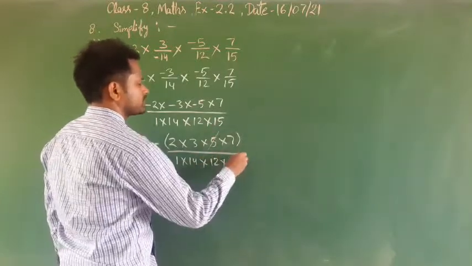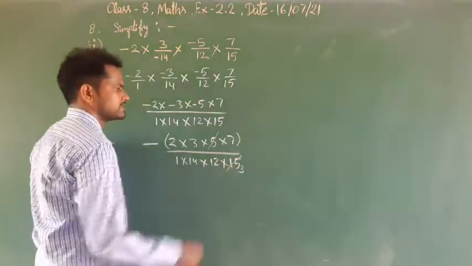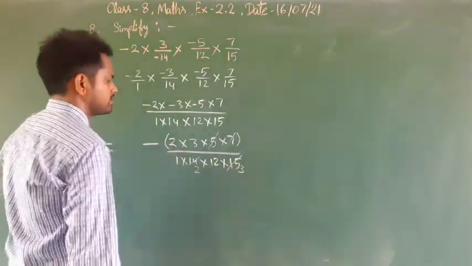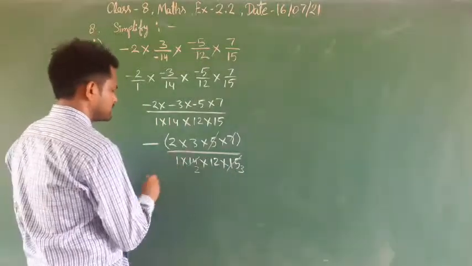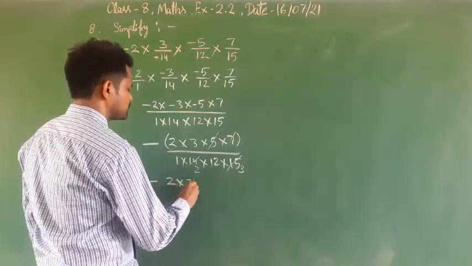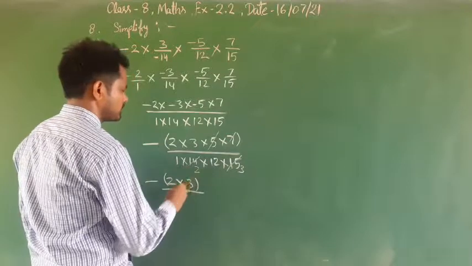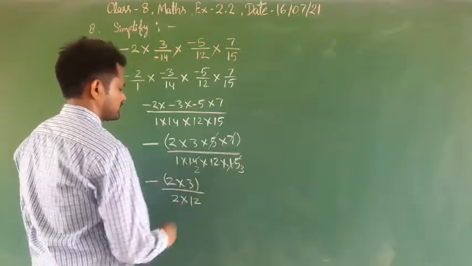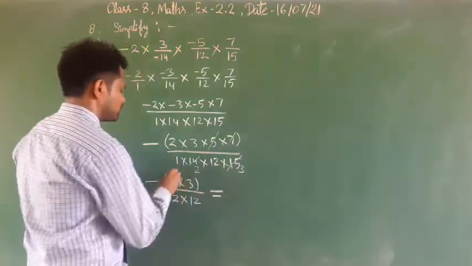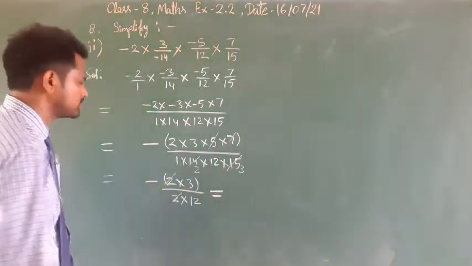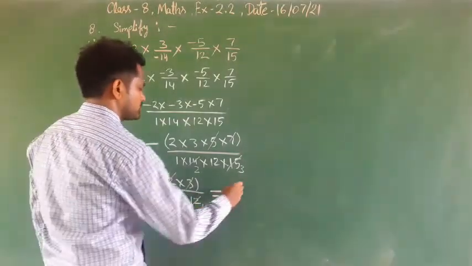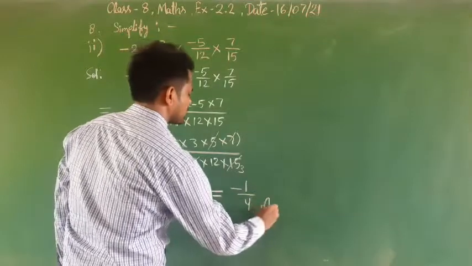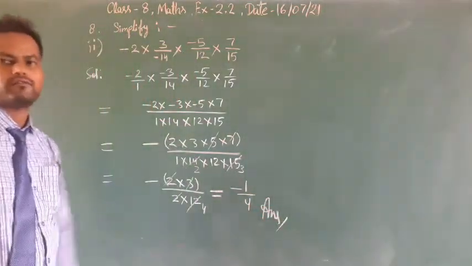5 3s are 15, 7 2s are 14. So what we get? Minus 2 into 3 upon 1 into 2, that is 2 into 12. Now 2 and 2 cancel out, and 3 4s are 12. So here we get minus 1 by 4. That is your final answer.